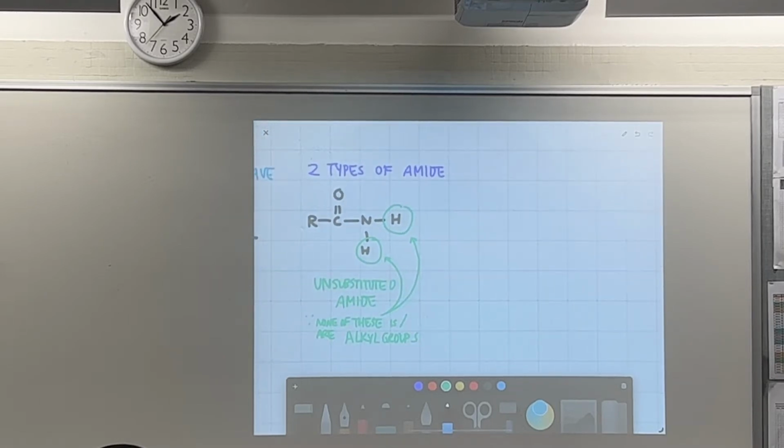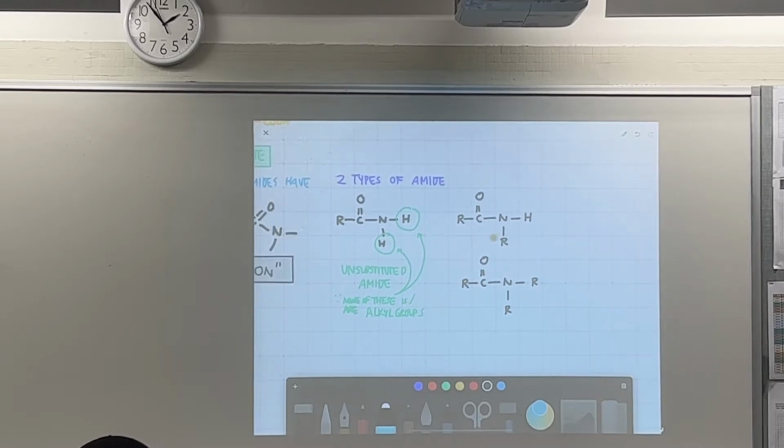And then we have an N-substituted amide. So N-substituted amides will be those with at least one alkyl group on the N. Okay, so you have two possibilities here. You can either have two alkyl groups or just one alkyl group. Yeah, the alkyl groups may or may not be the same. Doesn't matter. Okay, so yeah, we have two types of amides. On the left, we have the unsubstituted amide, this one. And on the right, we have what we call the N-substituted amide. Because the N has one or more hydrogen substituted.